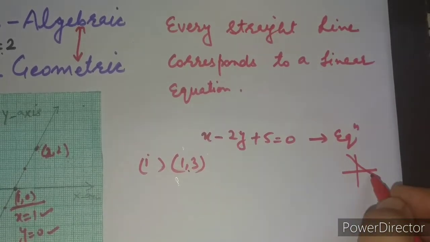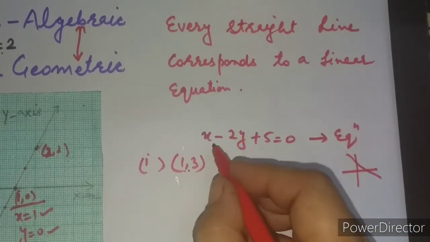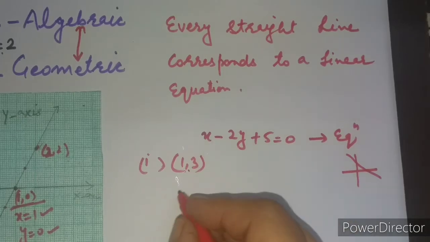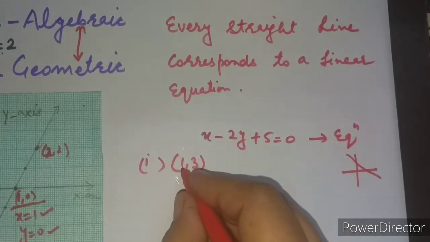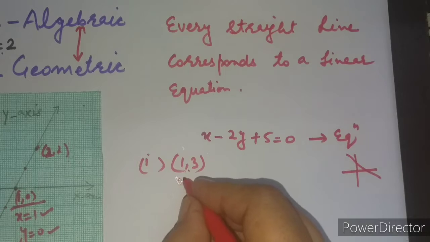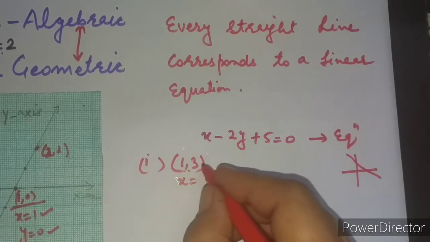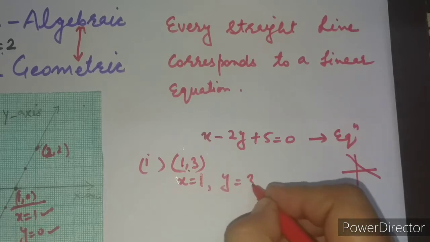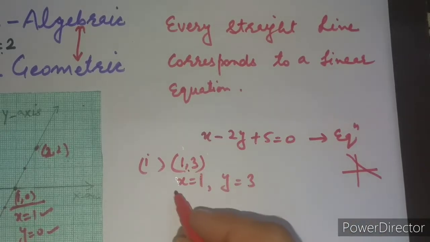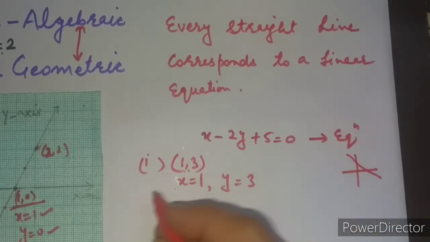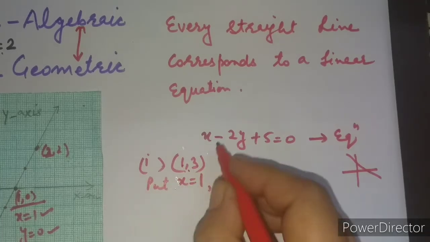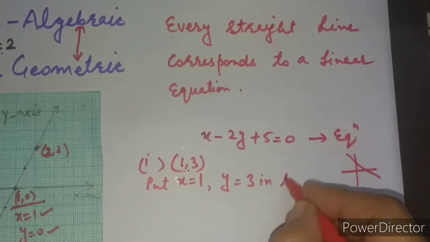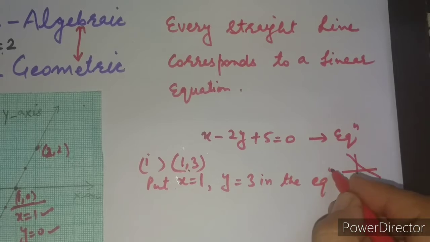If this point lies on the line, then definitely it will satisfy the equation of this line. What is the meaning of satisfying? That this (1, 3) means this is its abscissa and this is its ordinate. So, x equal to 1 and y equal to 3. See the important thing, x equal to 1 and y equal to 3, I will put in the equation. Okay, I will put in the equation, right.